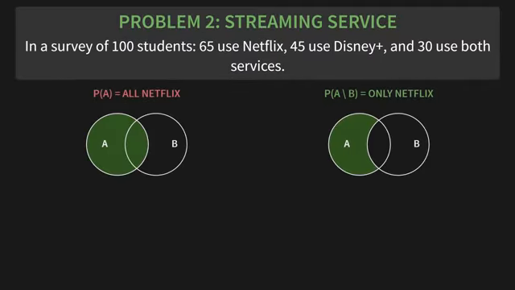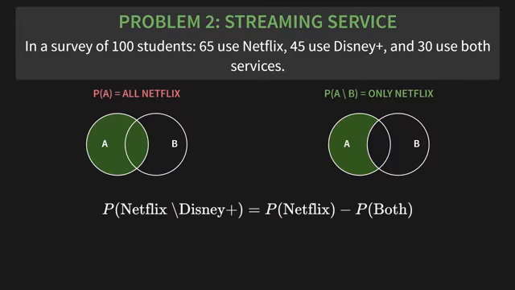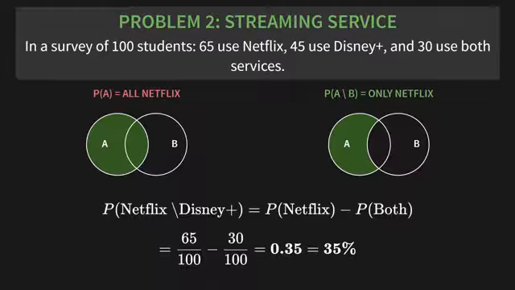What's P of uses only Netflix? Now, this is where it gets interesting. Look at the Venn diagram with the regions highlighted. Uses Netflix is not the same as uses only Netflix. There's a big difference. To get only Netflix users, you take all Netflix users and subtract those who also use Disney+. So we get 35% using only Netflix.